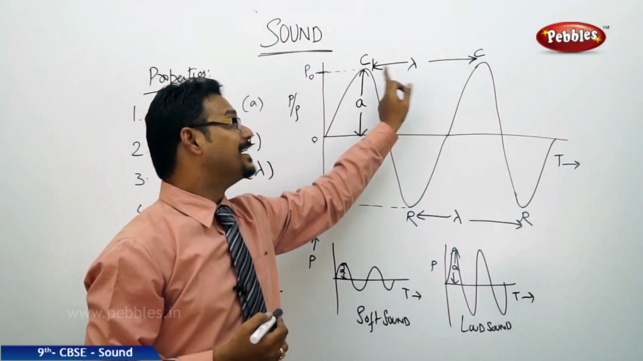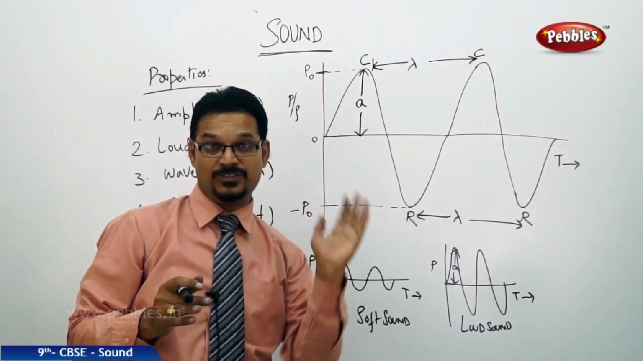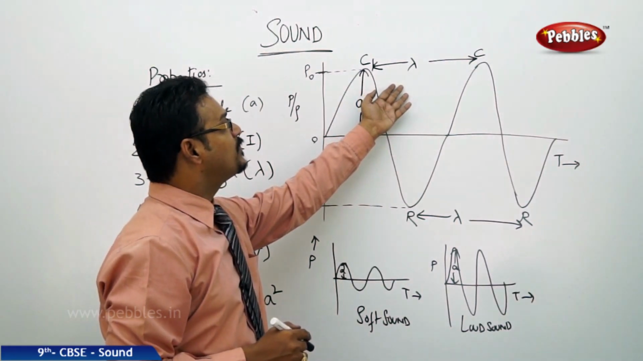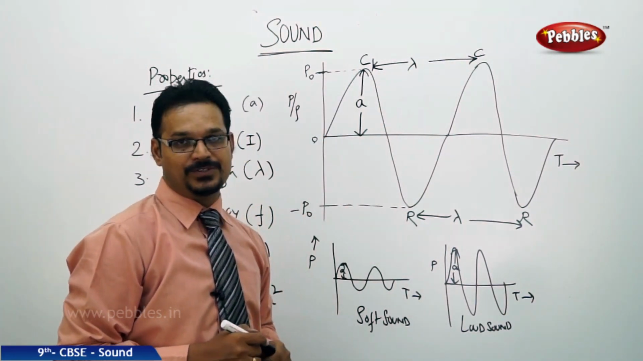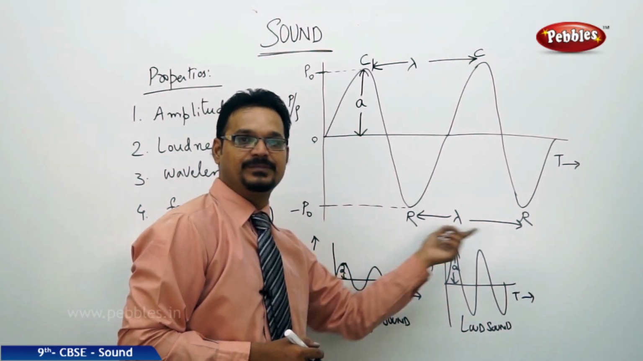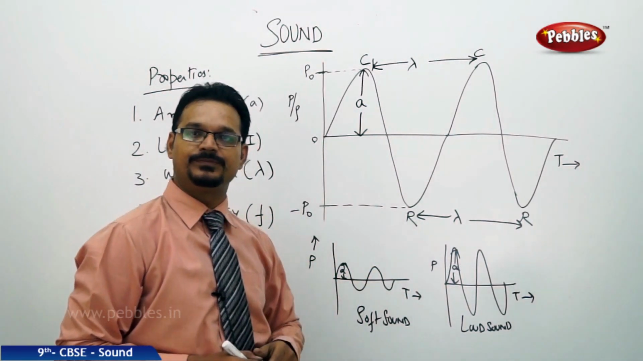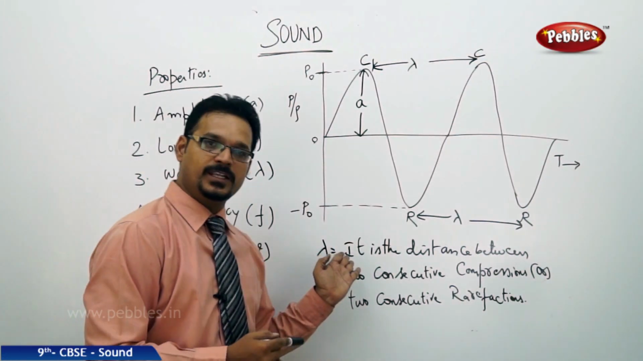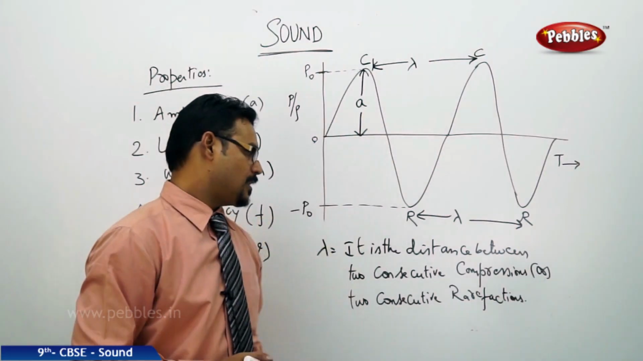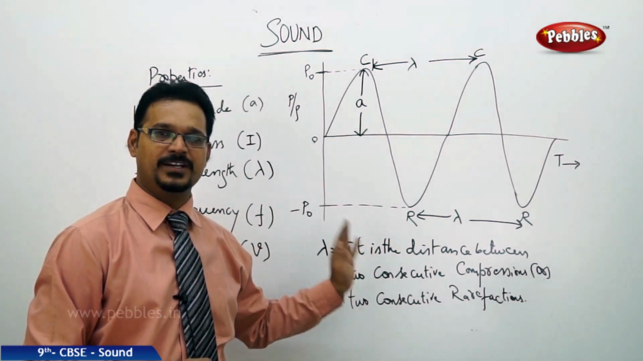Now, how do we define it? Wavelength is the distance between two consecutive compressions. Consecutive means next to next. Wavelength is the distance between two consecutive compressions, or the distance between two consecutive rarefactions. So the distance you see here, you have the same distance here also. The definition you can see on the board: it is the distance between two consecutive compressions or two consecutive rarefactions. This is wavelength lambda. This is the correct definition.